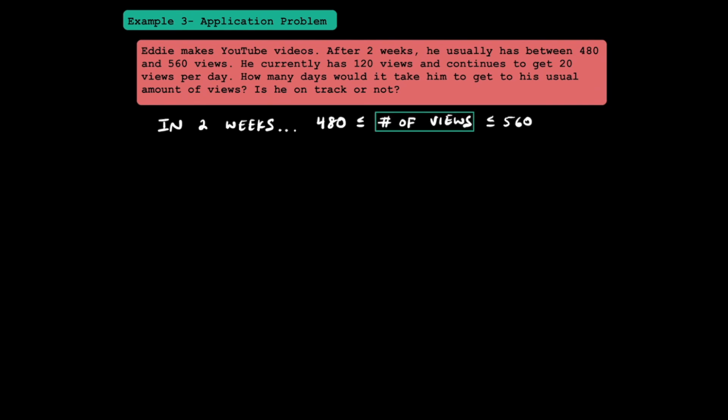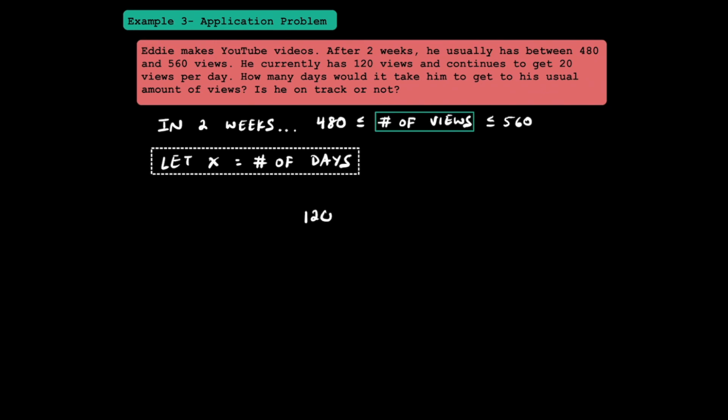In 2 weeks, the number of views that Eddie typically has is between 480 and 560 views. Because it's between these two numbers, it can be represented with a compound inequality. Let's let x represent the number of days. Eddie already has 120 views and continues to get 20 views per day. We'd like to find out when he will have a minimum of 480 views and a maximum of 560 views.